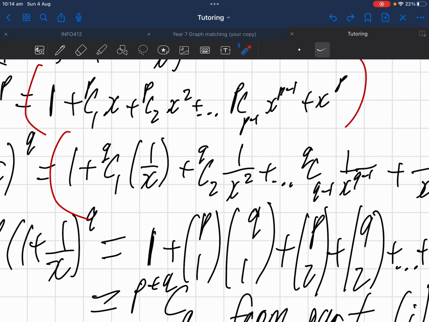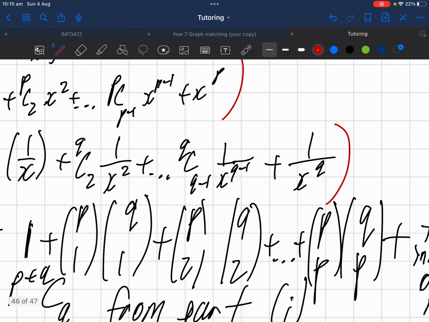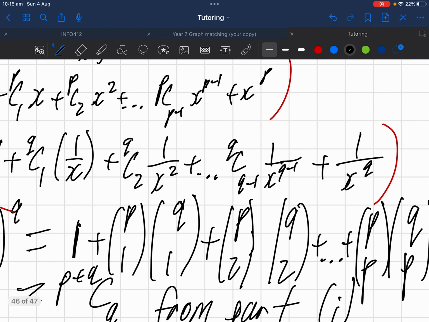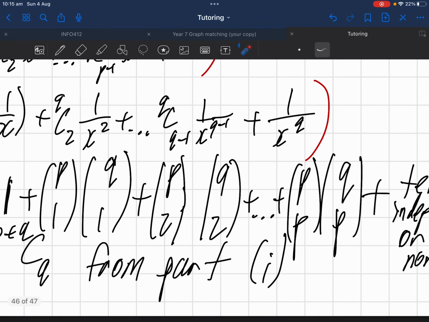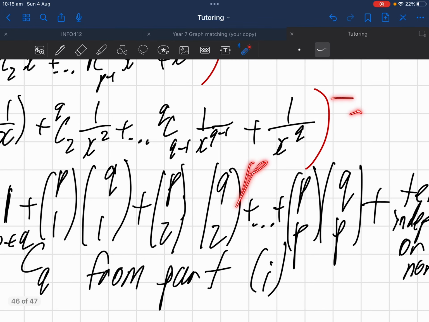And then let's look at what's left, the PC2 and the QC2, which is what we have there. In fact, I shouldn't put a plus there. That's where we got that. And that's going to keep going, right? Whatever the PC3 x cubed term is going to be, is going to cancel with the QC3 1 on x cubed term. And you're going to get left with P choose 3, Q choose 3.